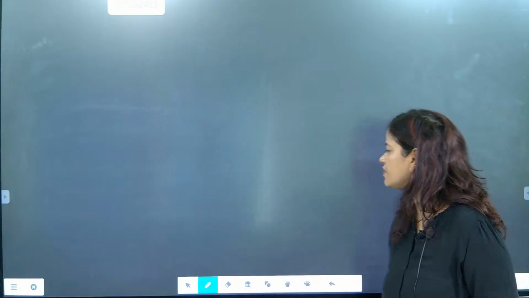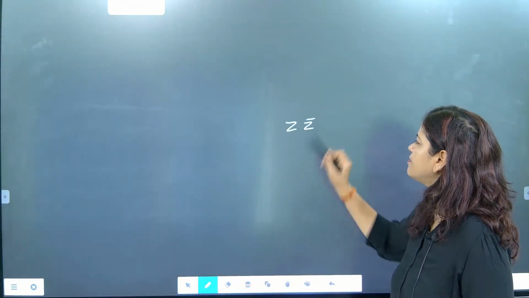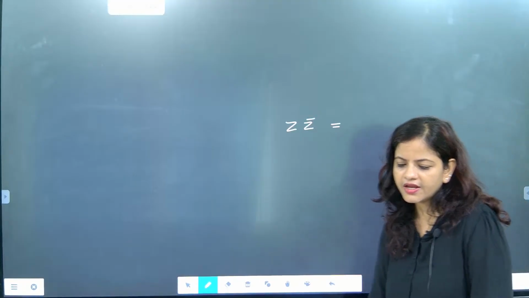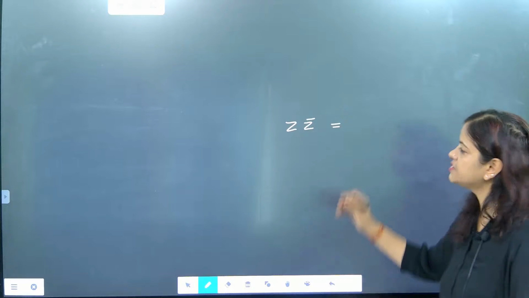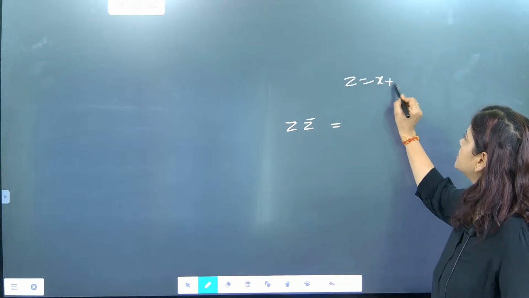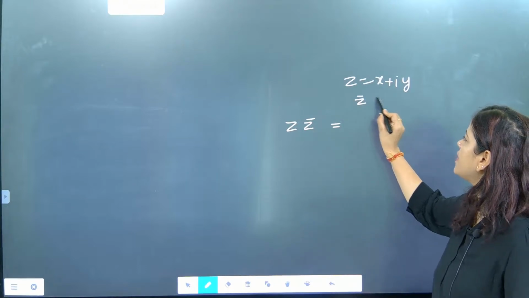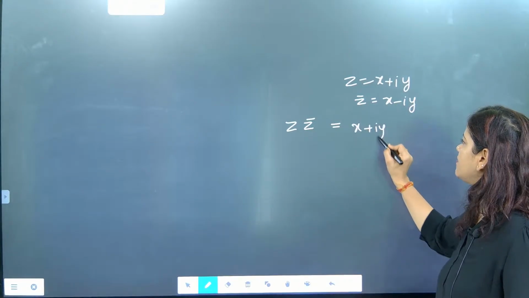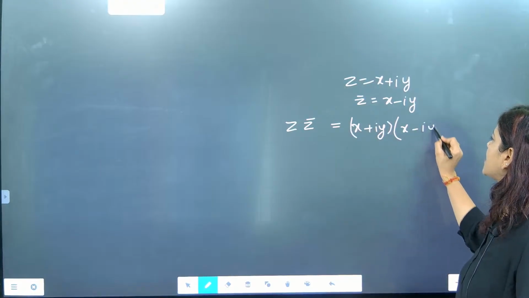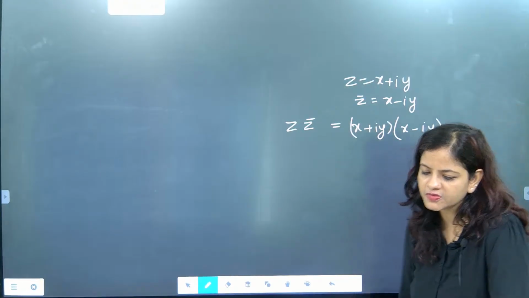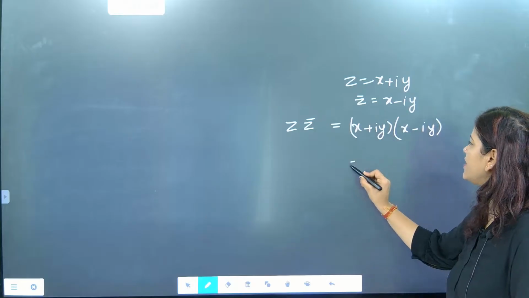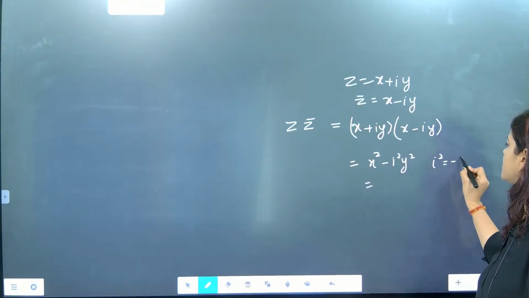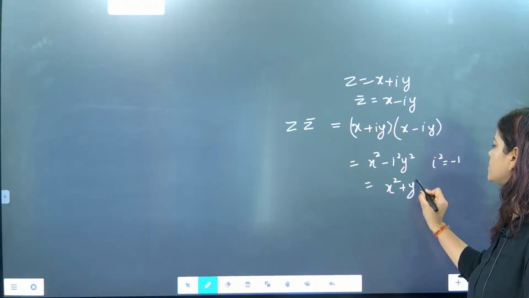Now we'll be talking about z into z bar. Z into z bar, what is the conclusion? Z is exactly x plus iy, and z bar is equal to x minus iy. So we can write x plus iy into x minus iy. Now beta, a plus b into a minus b is a square minus b square, so it is x square minus i square y square. Since i square is equal to minus 1, it is coming as x square plus y square.